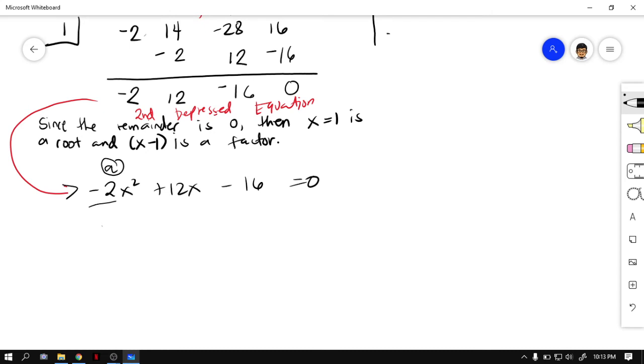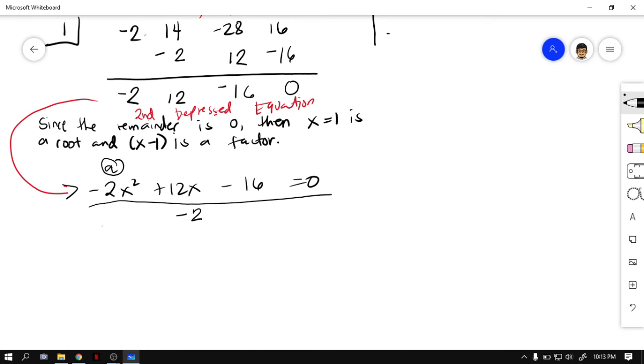Paano? We have to divide the whole equation with a negative integer. And ano yun? If you will be observing 2, 12, and 16, pwede silang i-divide sa 2. So, we will be dividing the whole equation by negative 2. Para mas madaling i-deal. Or para mas madali yung process ng pagsosolve ng given equation. Kasi kailangan na natin siyang i-factor eh. Since quadratic na lang siya.